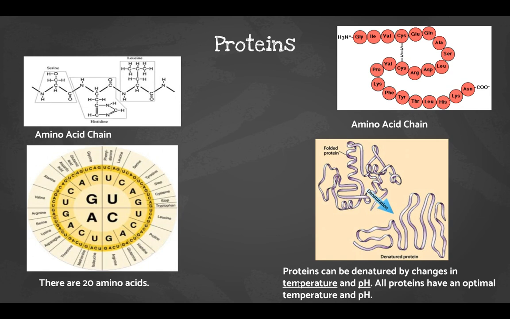And that happens when the temperature and the pH is too far out of the optimal range, which is the range where the protein likes to live. So proteins are a little finicky. They're a little picky about their environment. They really like certain temperatures. They really like certain pHs. And if they're outside of that, they don't really like to do their jobs very well. Okay, so we're going to talk a little bit more about that in just a second.